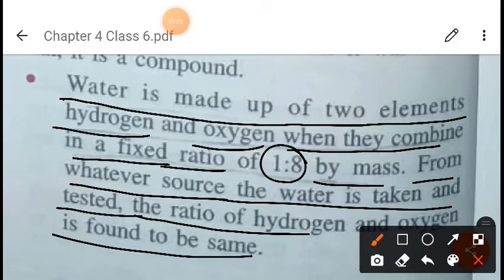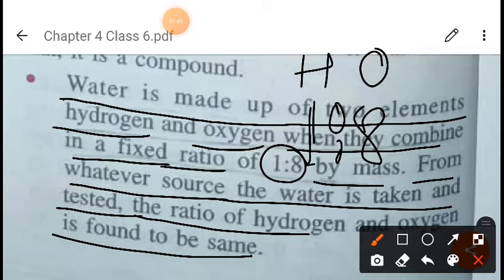What does it mean? If you take water from a river, a pond, a lake, tap water which we use in our house, or any mineral water, and you test that water, you will find that the composition of hydrogen and oxygen in water is 1 to 8. I hope you have understood this.